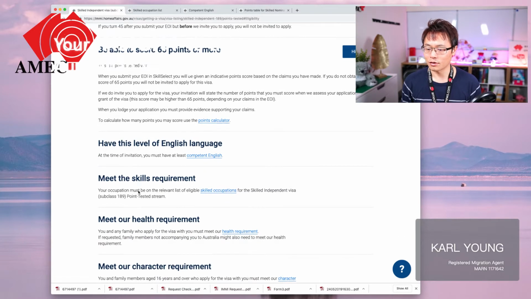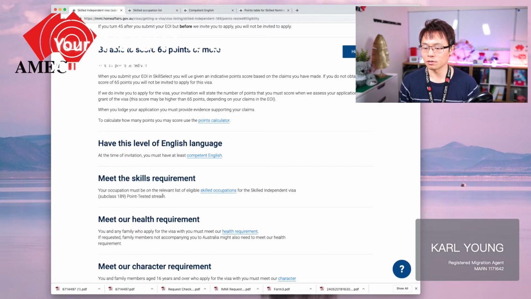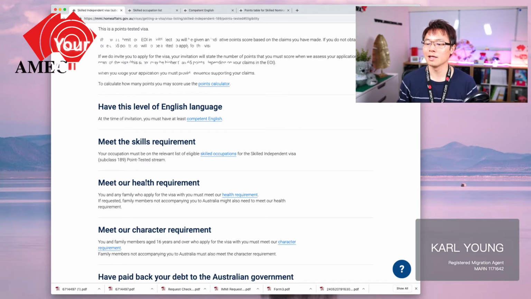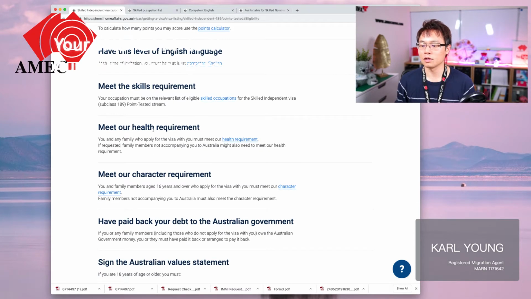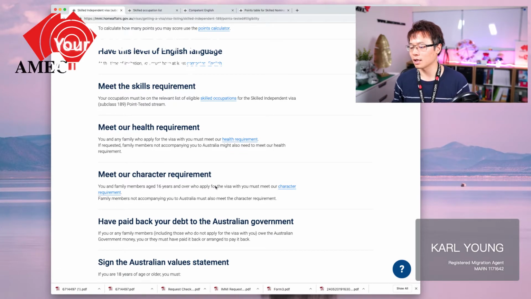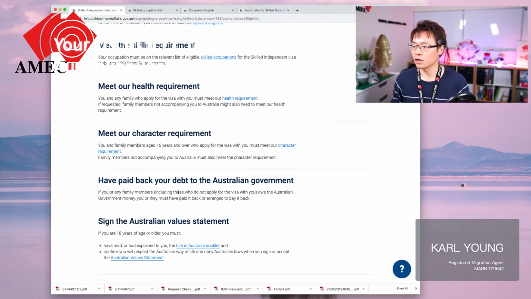Obviously, you have to have the skills, and generally you get that from your qualification. At the bottom here, you need to meet the health requirement. You get a health check and a character check, you get a police check, and so on further down.